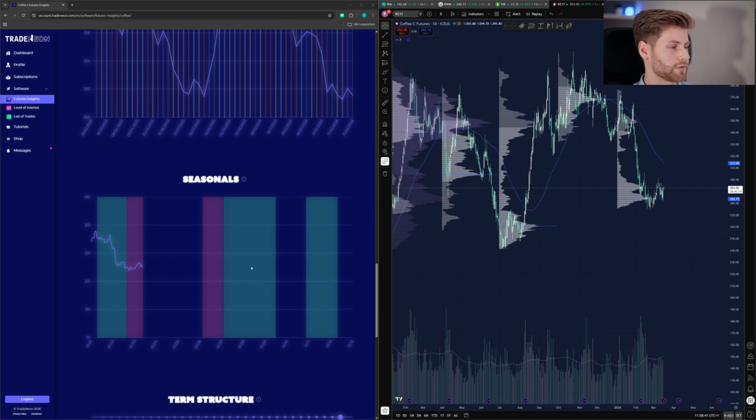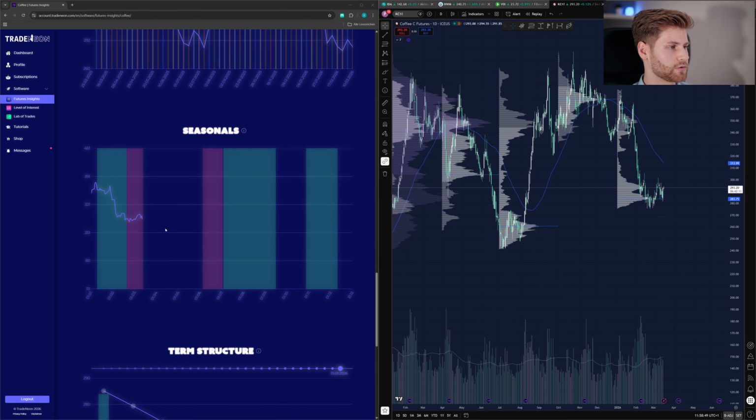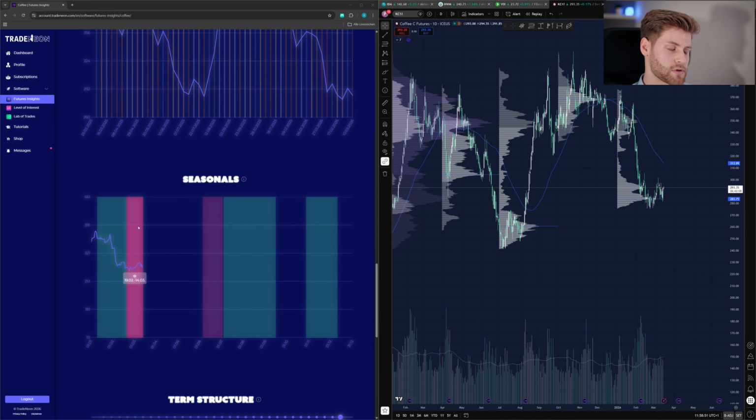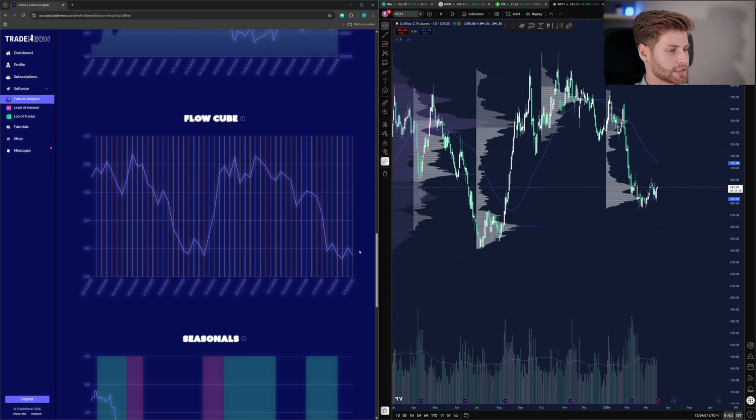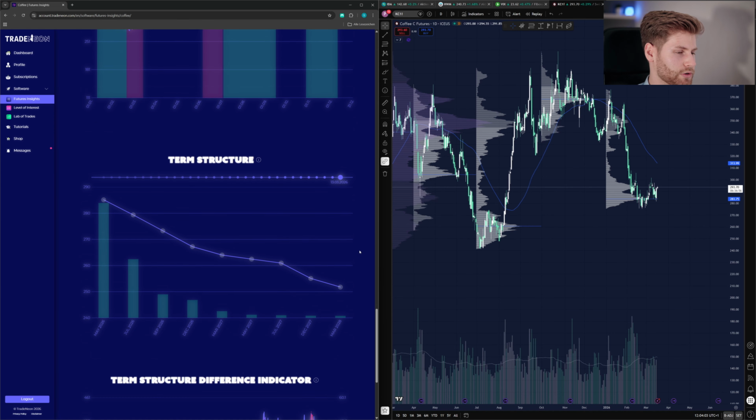What is, however, quite nice is that the short season that we had for roughly 1 month in the KC future has now been over for 3 days. So we don't have to trade against this short season in the market, which is quite good for a long trade, obviously. Lastly, let's have a look at the term structure.